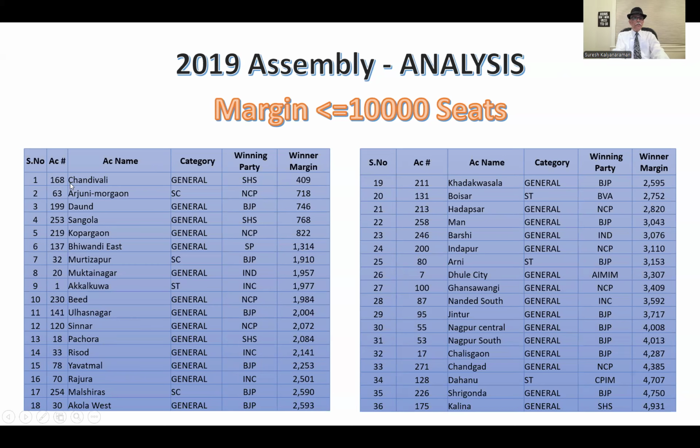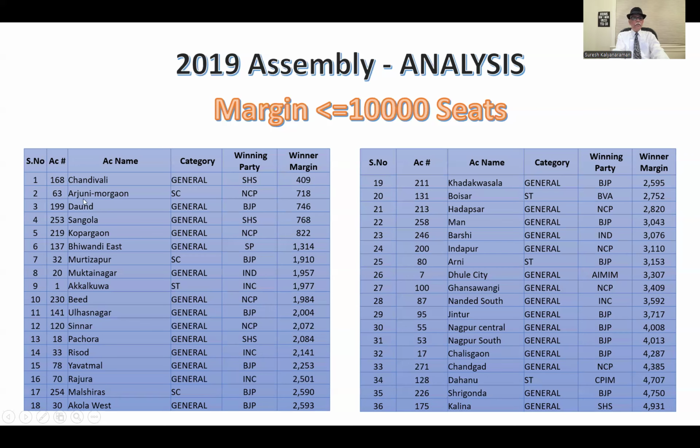So the first one on the list is Shandivali. It's won by Shiv Sena, and the margin was only 409 votes. So this is going to be, in my view, very closely fought again. The assembly constituency number is 168, it's Shandivali, and I will take a close look at this during this election and see exactly what's going on in this constituency, because the margin last time was way too low.